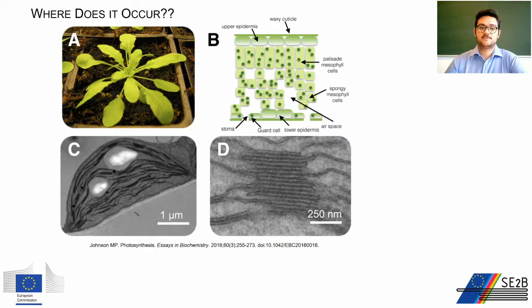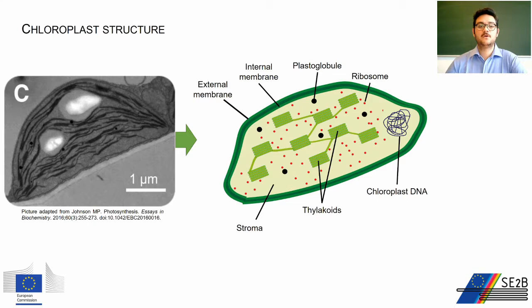In this picture a plant is represented at four different levels: macroscopic, cellular tissue, organelles, and thylakoids. The compartment of the cell where photosynthesis occurs is the chloroplast. The chloroplast is an organelle surrounded by a double membrane that encloses the stroma. In the stroma there are different enzymes and ribosomes for the synthesis of photosynthetic proteins. There is also the chloroplast DNA, derived from the endosymbiotic event.